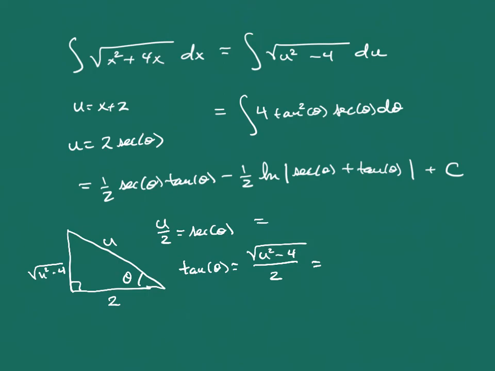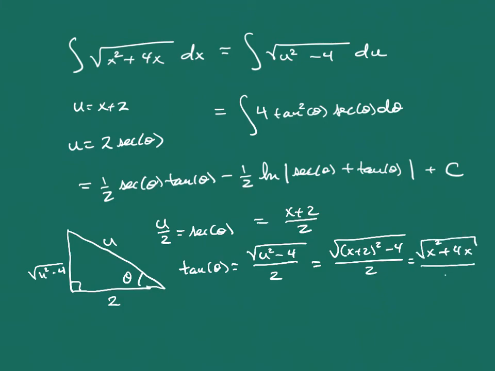But then to bring this back to x, what did we have? u was going to be x plus 2, so I have x plus 2 over 2 for secant, and the square root of x plus 2 squared minus 4 over 2, or square root of x squared plus 4x over 2 for our tangent of theta. So if we take these two expressions, now we can get a final value for our integral.